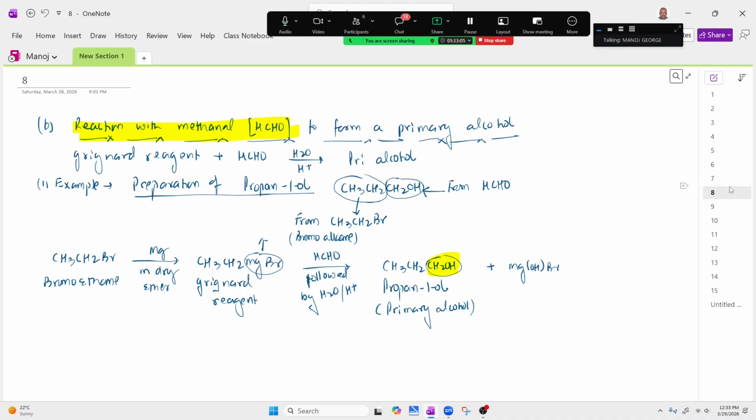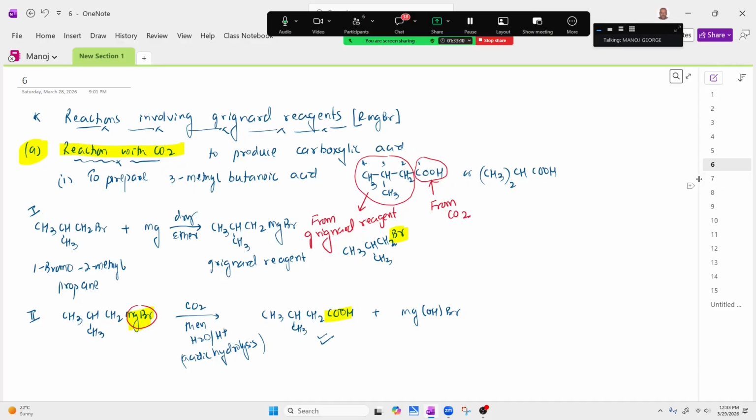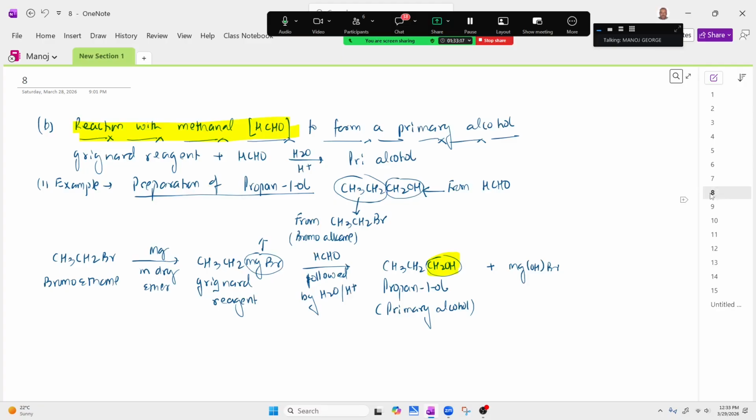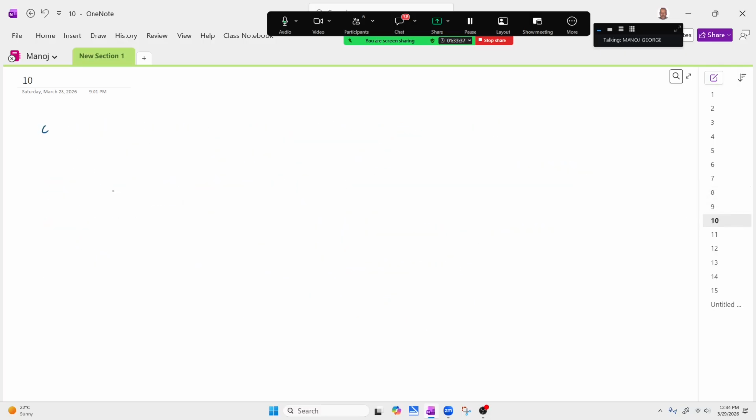Okay, so let's have a look at now. We finished a reaction with CO2. We know how to make a reagent. We know what happens if I react with CO2. I'm going to get a carboxylic acid. Then we know what happens if I react with methanol, specifically methanol. And this is done to make sure that we get a primary alcohol. So any primary alcohol I need, I have to make a Grignard reagent appropriate for that, but react it with methanol. So that's the learning objective here. Two examples we did, and let's have a look at our C part. Okay, this is a reaction with other aldehydes.